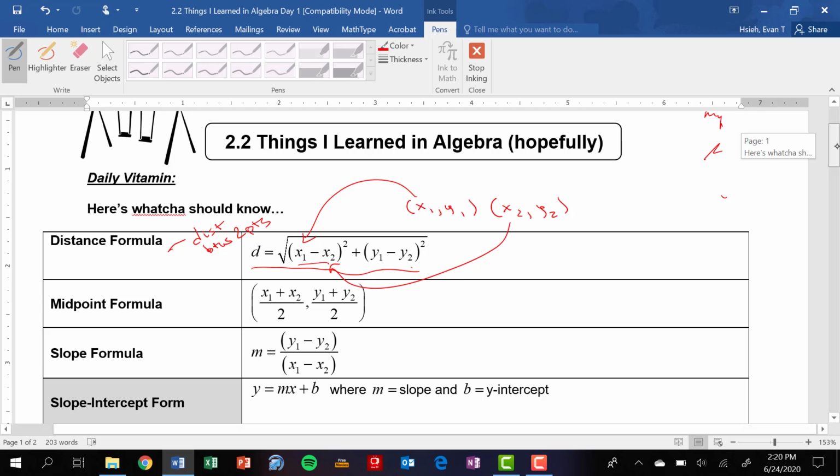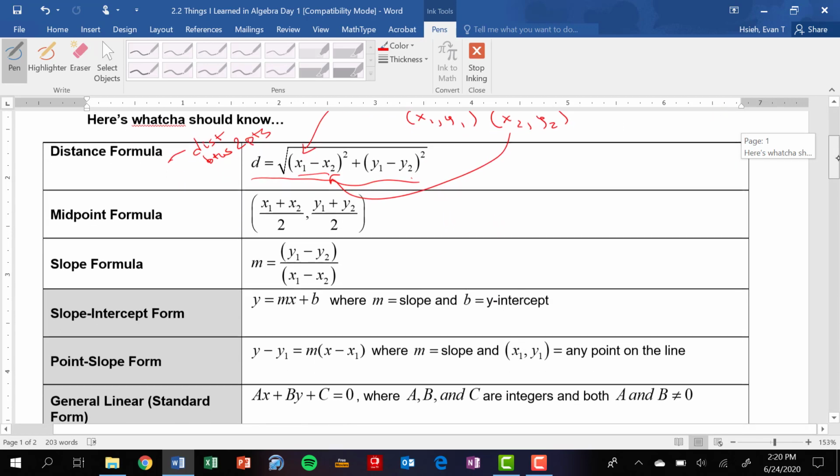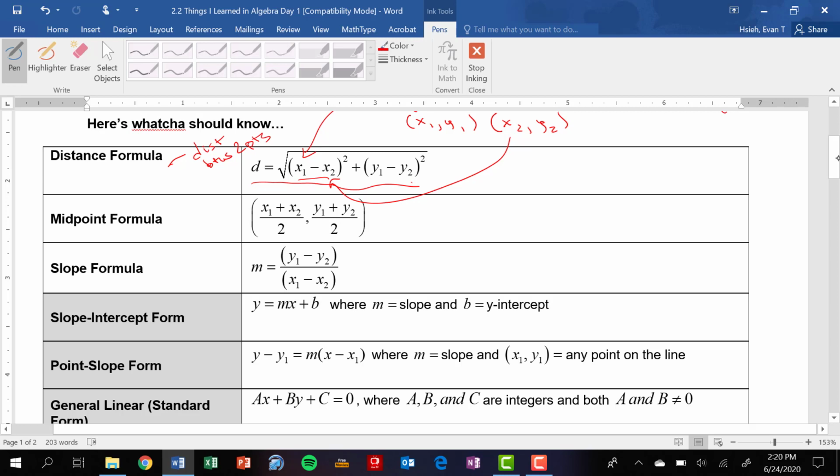The second formula is what we call the midpoint formula. Midpoint formula is basically the average of the x values, comma, the average of the y values. It's the point that's right between, it's the equal distance between the 2 points that we are asking for you to find the midpoint of.